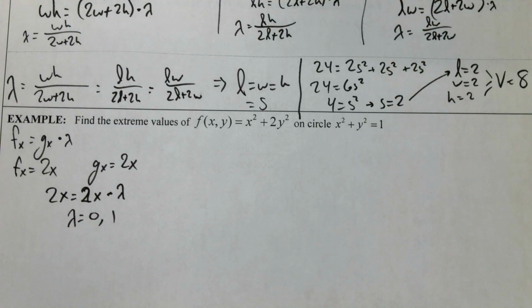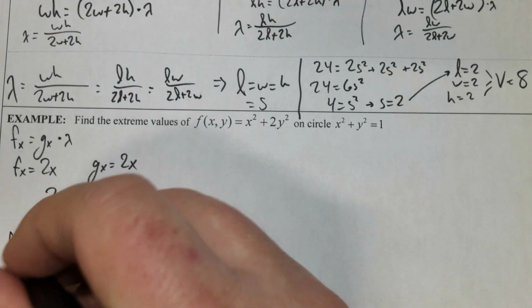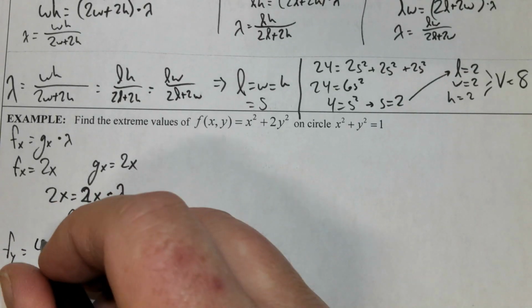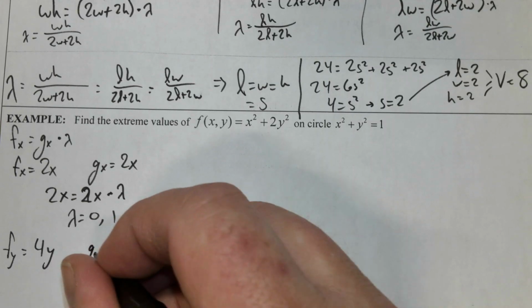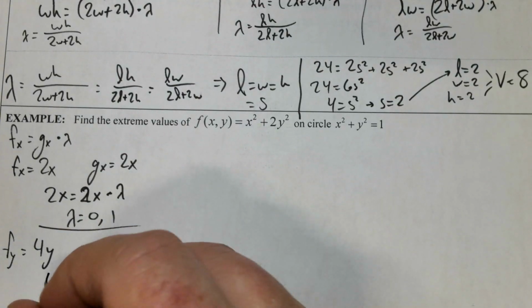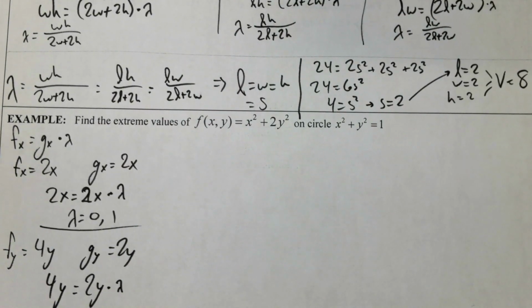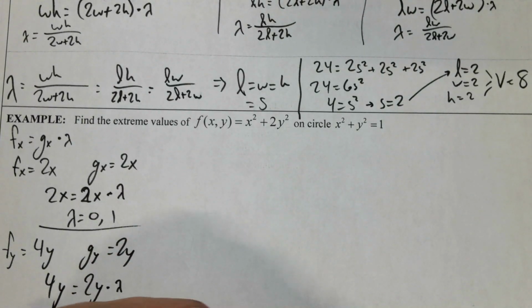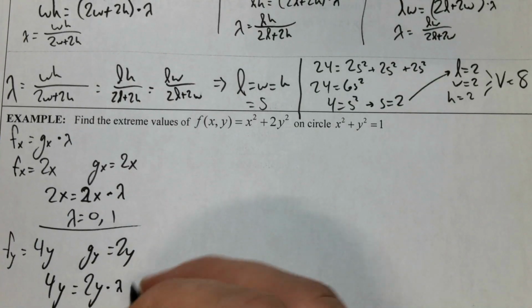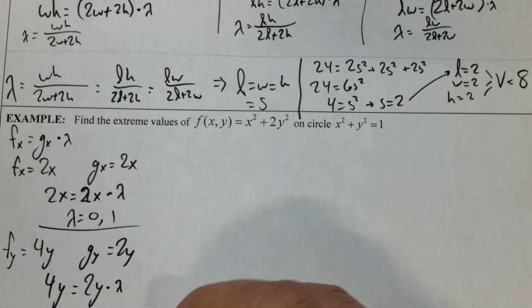All right? Well, if lambda equals 0 or 1, let's look at the y values as well. I do my y partial derivatives. Here I get 4y. G sub y, I get 2y. And so I know that if 4y equals 2y times lambda, I kind of have my two cases. If lambda equals 1, then 4y equals 2y, then y equals 0.